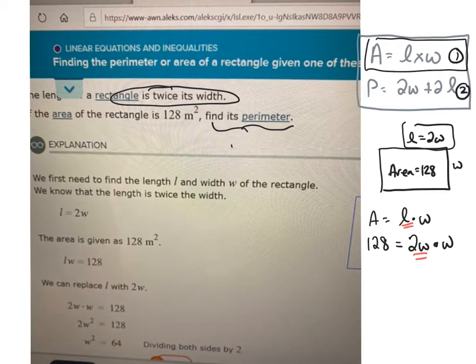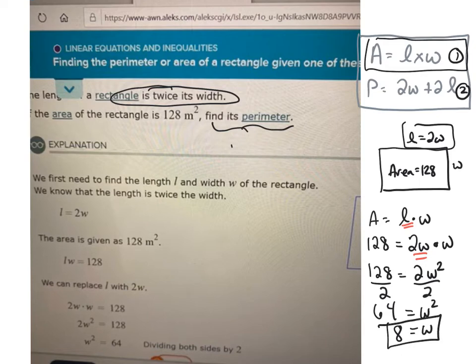Now to solve this equation, we can multiply W times W, which is W squared. We will divide both sides by 2. So we get W squared equals 64. You can do this lots of ways. You can take square roots, or you can just think of what number times itself is 64. That would be 8. 8 times 8 is 64. So W squared equals 64 means W equals 8.